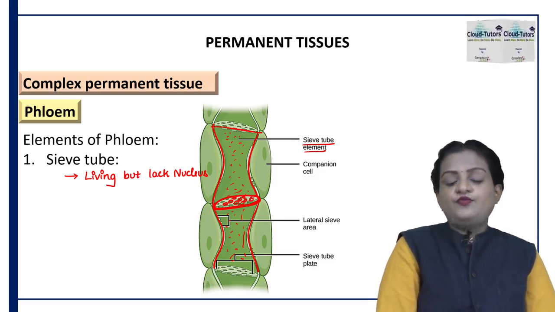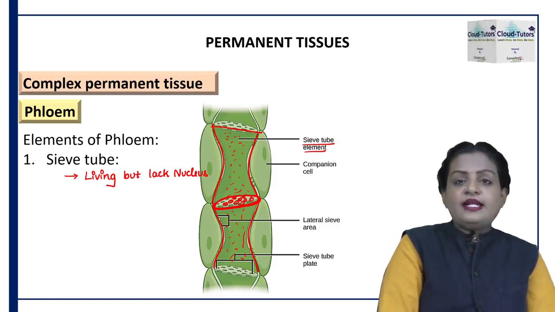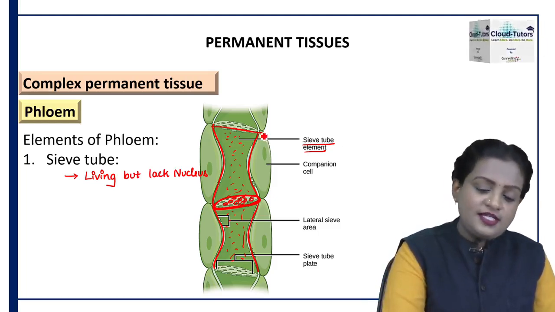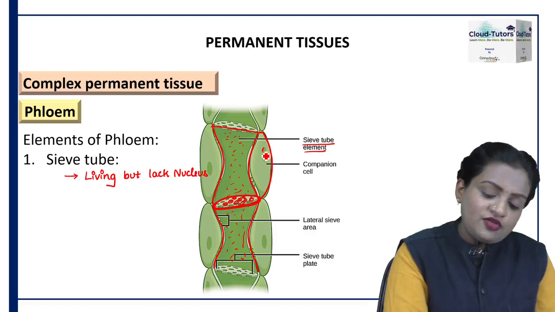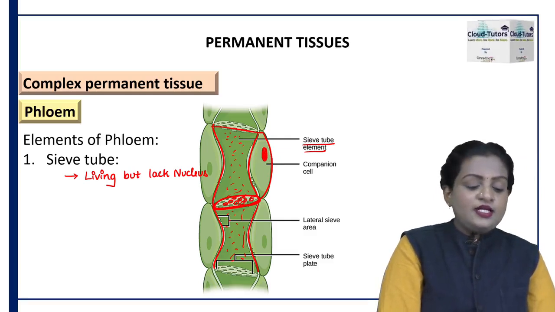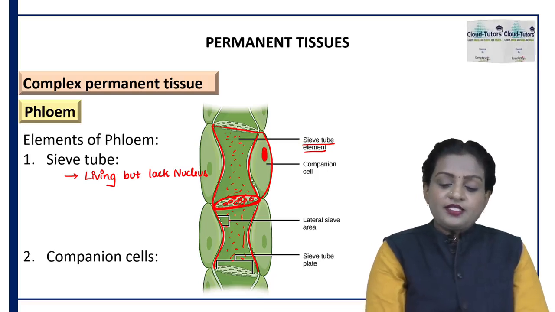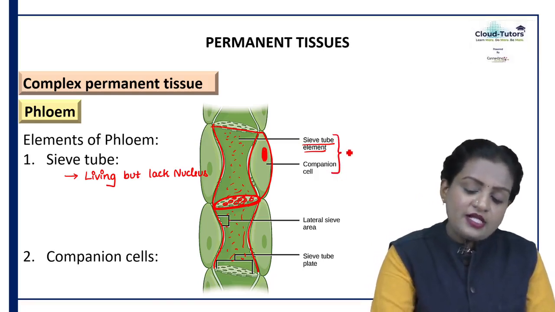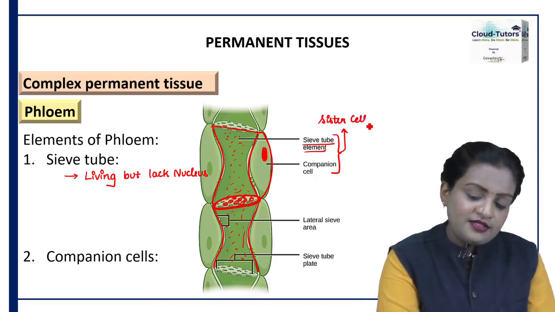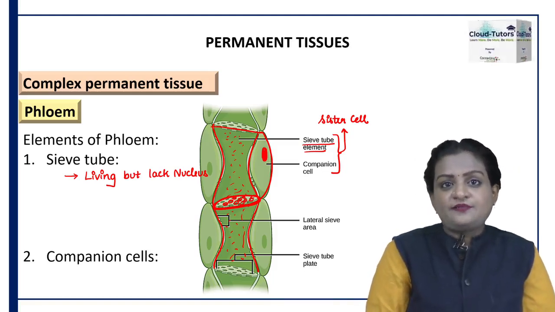So coming to sieve tube, the cell wall is made up of cellulose, no lignin deposition, and there will be a companion cell or adjacent cell. As you can see here, we have a companion cell very close, and you can see nucleus in the companion cell, correct? So this companion and sieve tube are always found together. So hence these two together are sometimes called sister cells. Reason is sieve tubes can't survive without companion cells.